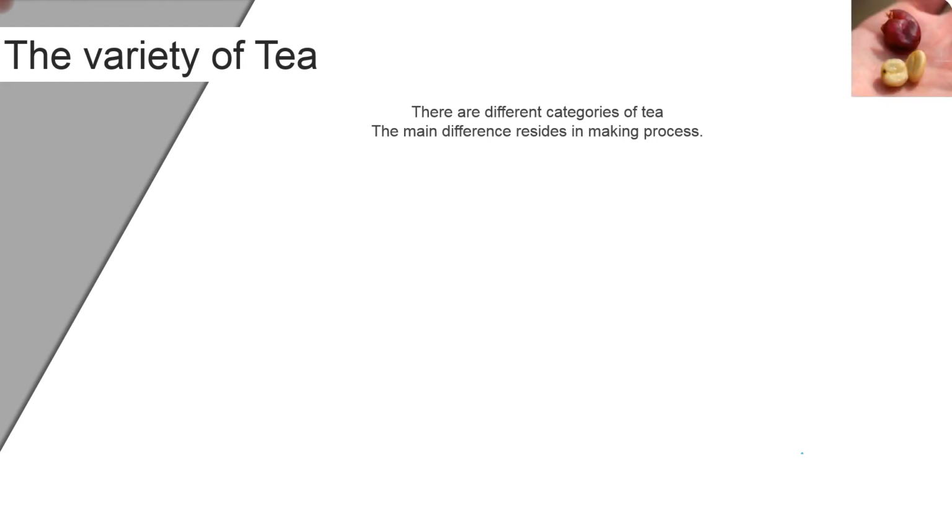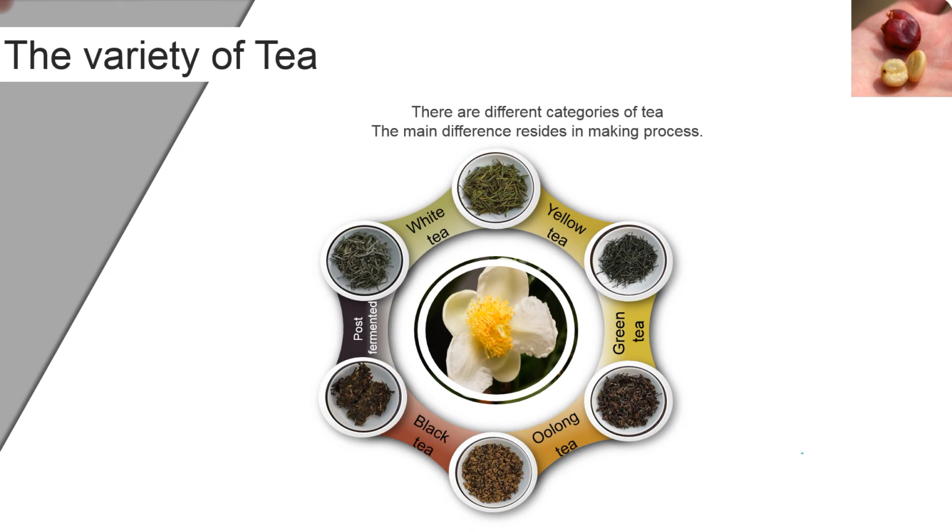The variety of tea. I hope you still remember the varieties of tea as I've already explained them before during our practical class. There are 6 varieties of tea, which are white tea, yellow tea, green tea, oolong tea, black tea, and post-fermented tea.